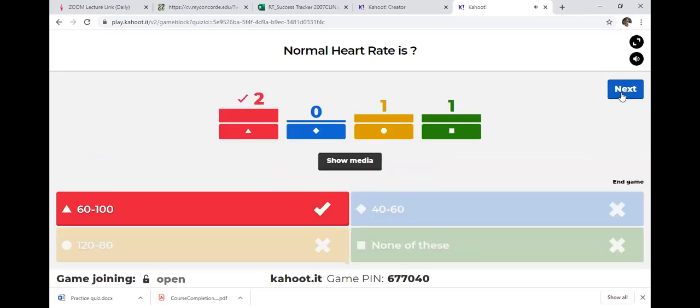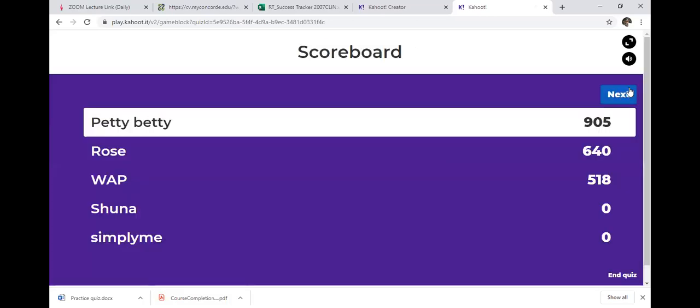Getting 3 answers, but somebody doing it though. Getting 4 results, but only see 3 answers unless you're answering at the wrong time. 60 to 100, guys. Normal heart rate is 60 to 100. Some people put 120 over 80. That's the blood pressure. And the square was none of these. So the answer was 60 to 100.